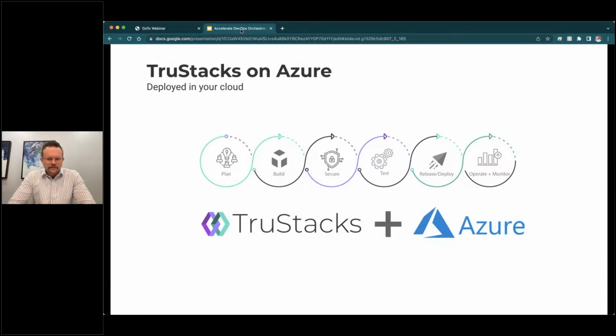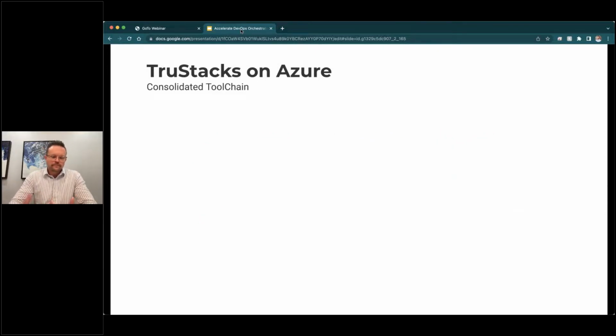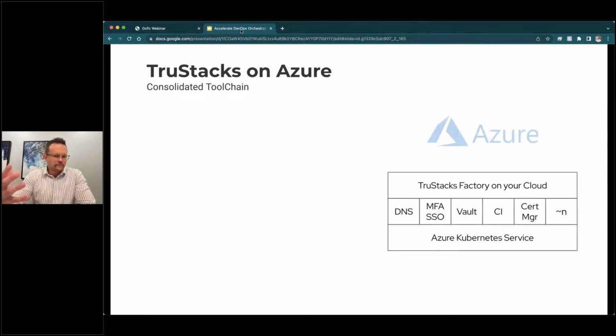And the way that we do this to be able to support all of this is, we are an Azure CSP, so we are a cloud solutions provider for Microsoft. And the beauty about this is we're able to deploy this directly into your cloud and manage not just the TruStacks platform, but if we also are your CSP, we can manage the Azure resources all around it. So we basically become your first line of support as well for anything that happens within Azure.